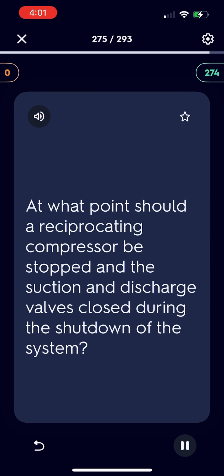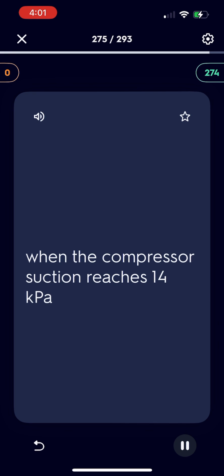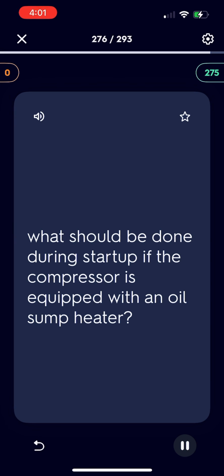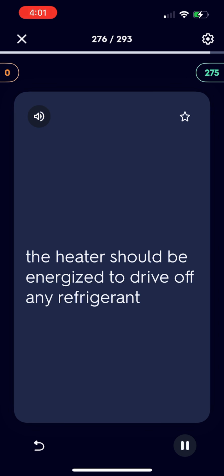At what point should a reciprocating compressor be stopped and the suction and discharge valves closed during the shutdown of the system? When the compressor suction reaches 14 kPa. What should be done during startup if the compressor is equipped with an oil sump heater? The heater should be energized to drive off any refrigerant.